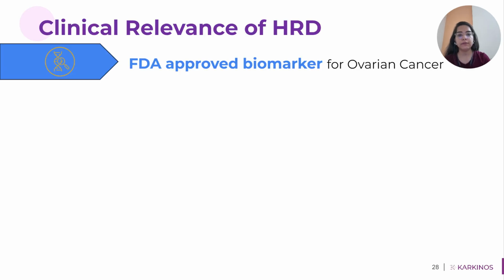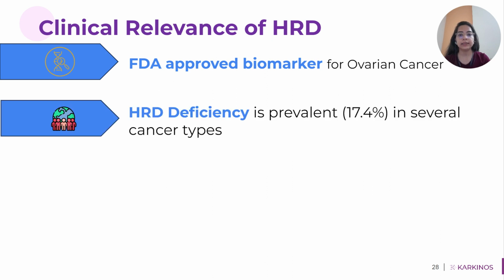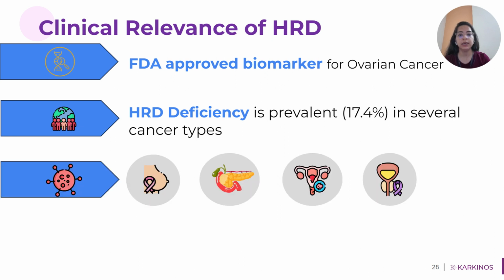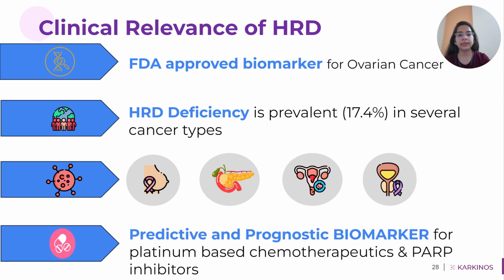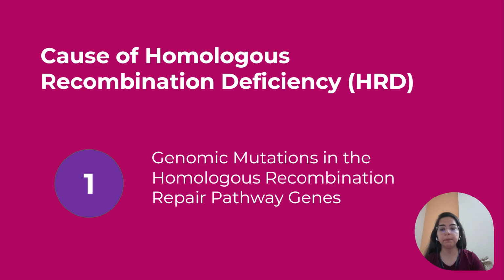The clinical relevance of HRD is that it is an FDA approved biomarker for ovarian cancer. The marker is prevalent across different cancer types at around 17%, for example, in breast cancer, pancreatic cancer, ovarian cancer, and prostate cancer. And it is a predictive and prognostic biomarker for platinum based chemotherapeutics and PARP inhibitors.